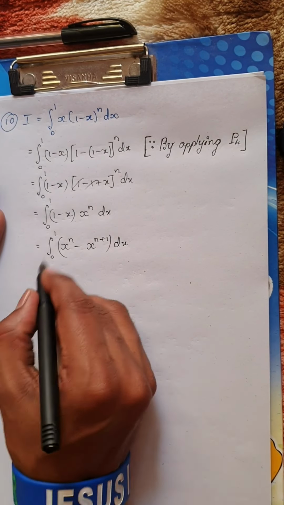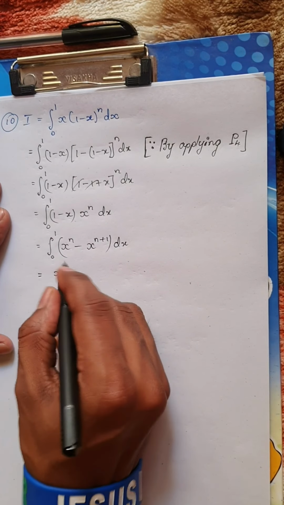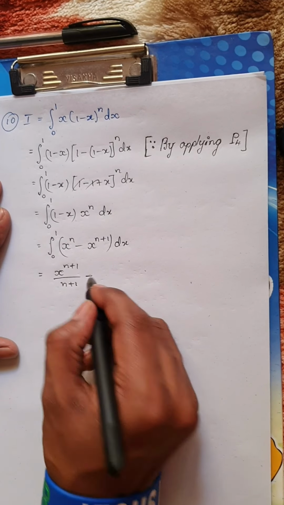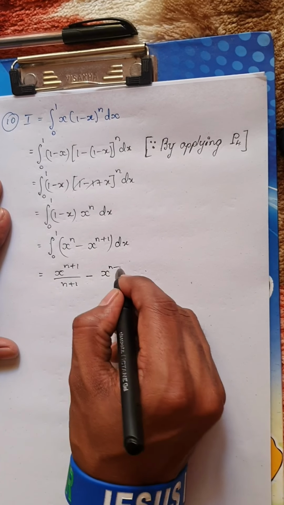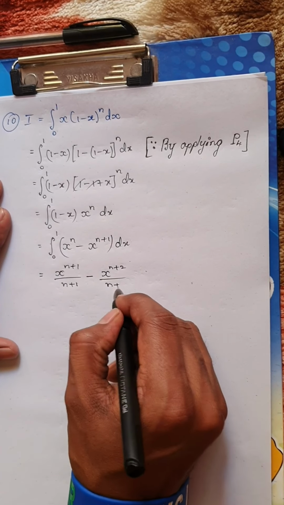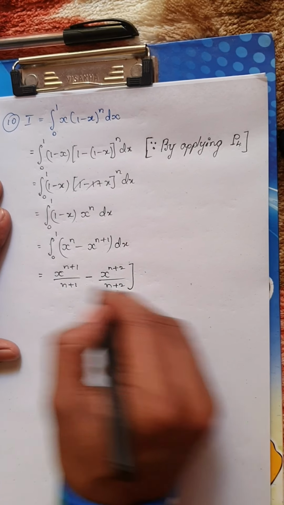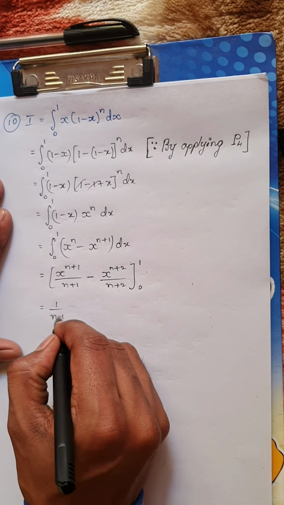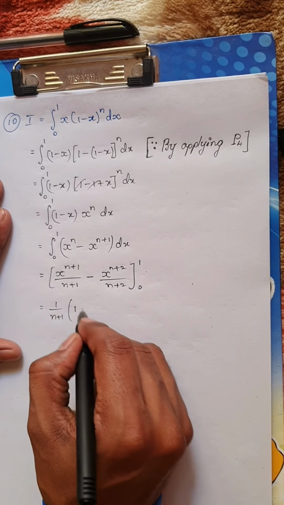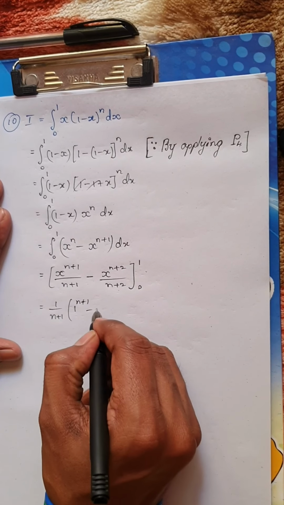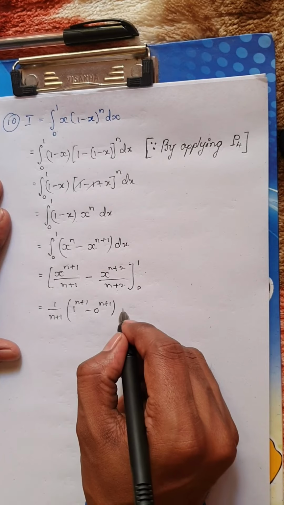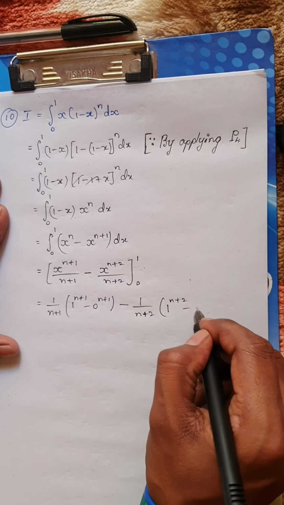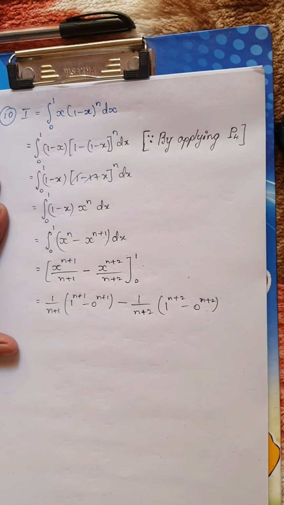Okay, very simple term. Now this is nothing but a standard result. The integral of x power n is x power n plus 1 divided by n plus 1, minus the integral of x power n plus 1, so it would be x power n plus 2 divided by n plus 2, within the limits 0 to 1. This is 1 divided by n plus 1 into (1 power n plus 1 minus 0 power n plus 1). Similarly, minus 1 divided by n plus 2 into (1 power n plus 2 minus 0 power n plus 2).